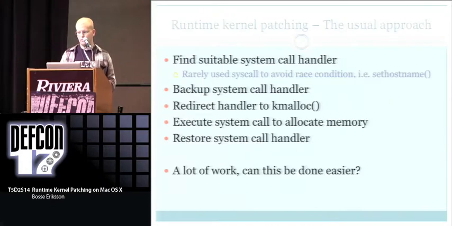So, the normal way to do this on Linux: you find a suitable system call handler, like sethostname, that is rarely used. You back up the system call handler, you redirect the handler to kmalloc, the function in the kernel to allocate memory, and then you execute the system call, and kmalloc will be executed from user space, and you have your memory. And then you restore the system call handler. But that's kind of a lot of work, so we're going to do this a bit easier.